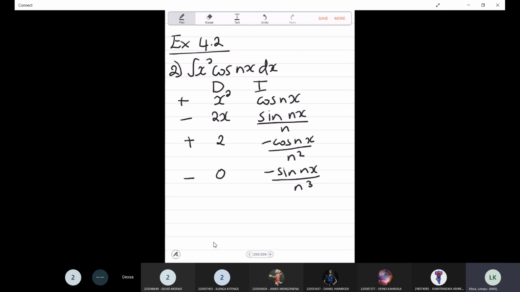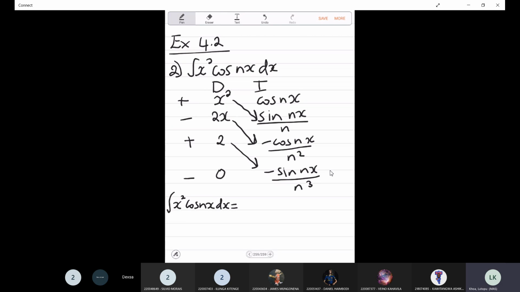Then we said our answers, or the solutions, part of the solutions are these diagonals, this times that, this times that, this times that, and then wherever we stop, the last row is what we integrate. But if I integrate 0 times that, it's just my constant of integration. So my integral of x squared cos nx dx.